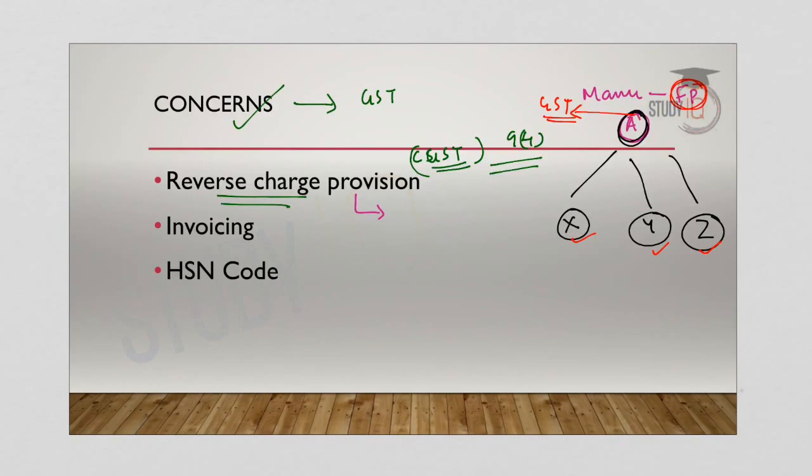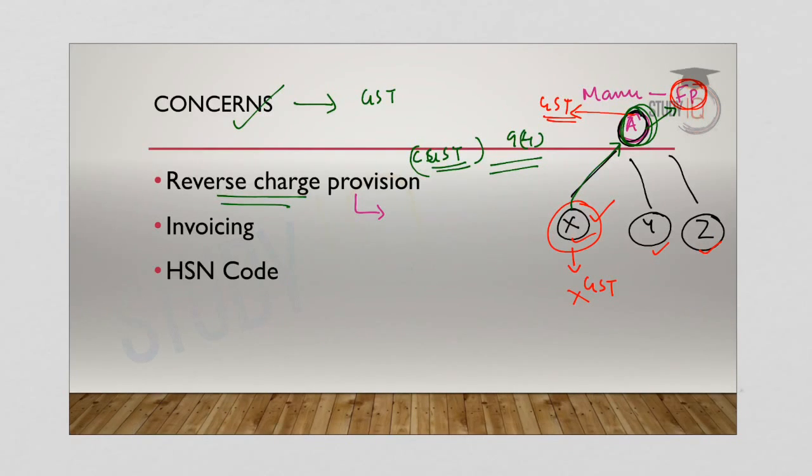Now let us assume that Mr. X is not registered with GST. Now in our example, Mr. X, who is a supplier to Mr. A, is not registered under GST. And X makes supplies to A. He is providing some inputs or raw materials to produce the product of A.